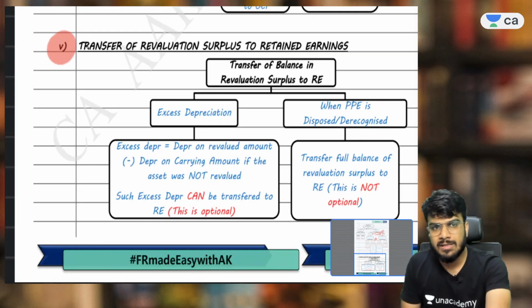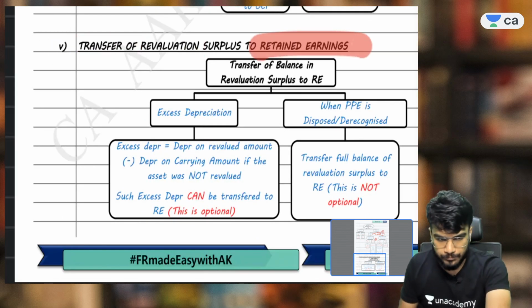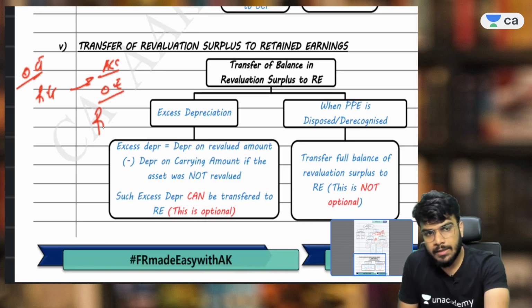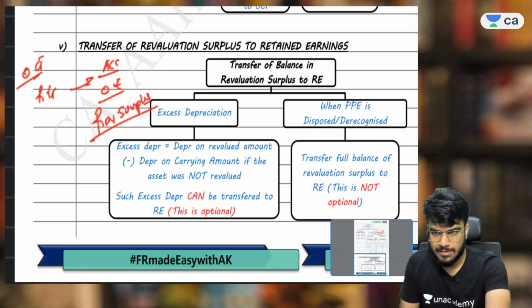Now, the next point is transfer of surplus to retained earnings. As we book revaluation gain in OCI, such gain is accumulated in other equity under the head of revaluation surplus. So what will be the treatment of this surplus? When do we transfer this surplus to retained earnings?